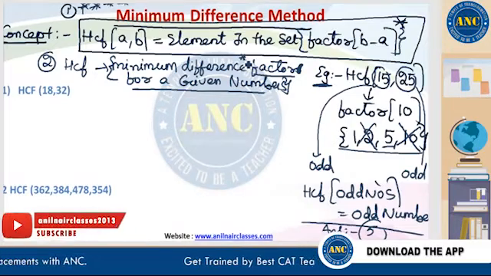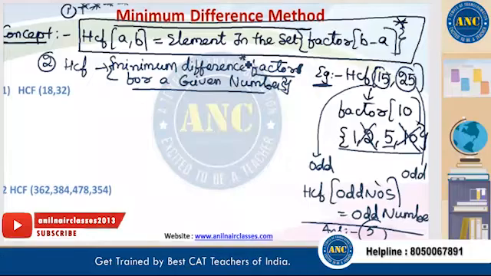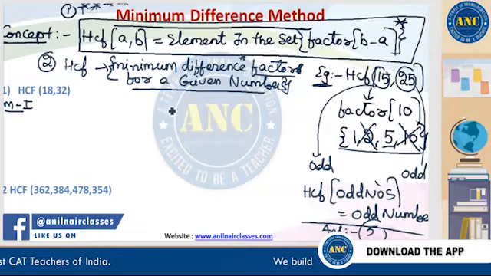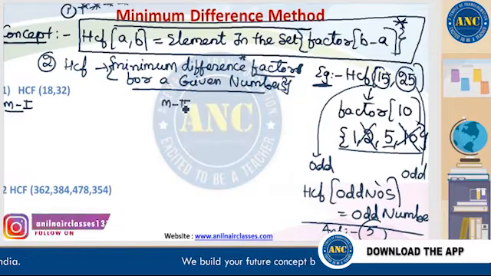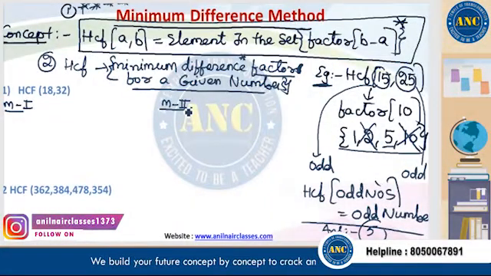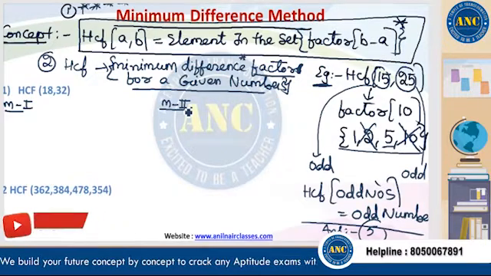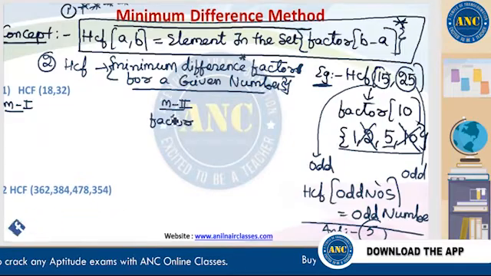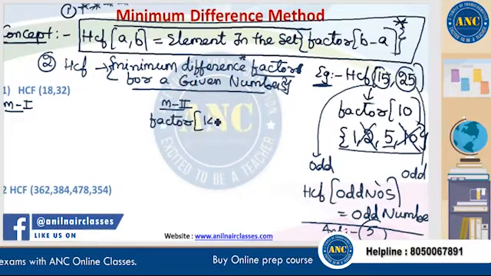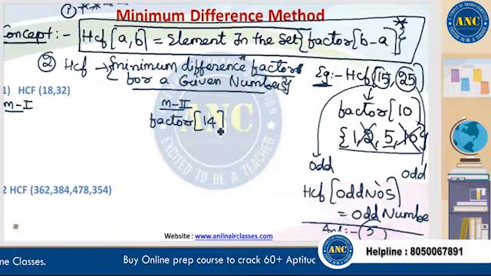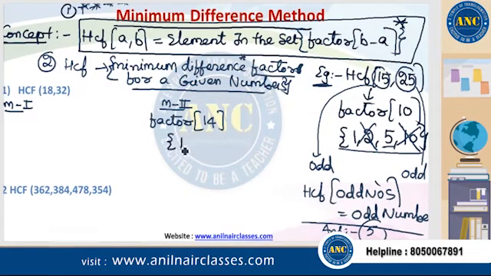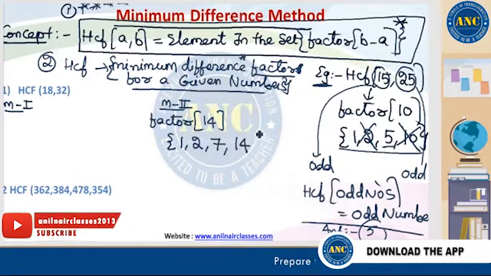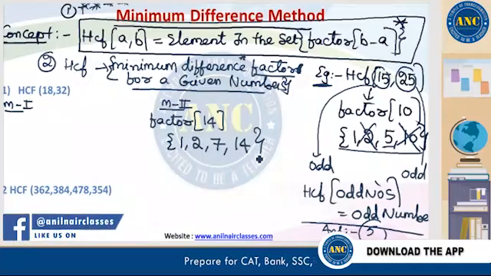Now I will try doing this problem in the minimum difference method. I will do this problem in method 1 and method 2. Method 2: what is it that we discussed? HCF of any two numbers is an element in the set factor of B minus A. 32 minus 18 is 14. Answer is an element in the factors of 14. What are the factors of 14? 1, 2, 7 and 14. These are the factors of 14.